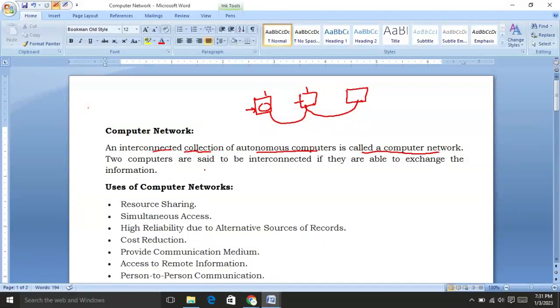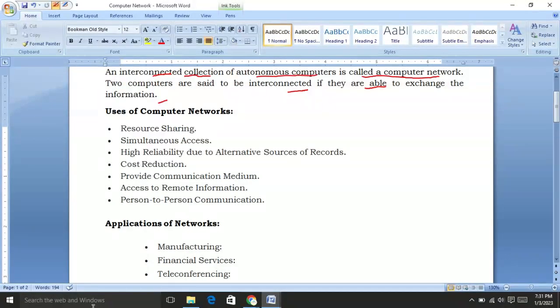As the second point, two computers are said to be interconnected if they are able to exchange information. Suppose in the first computer there is a certain value A. It is possible to access this value from the second computer and the third computer. Suppose the third computer has the value X. The first and second computers are also able to access this value. That means the first and foremost reason we create a network is for sharing of information.